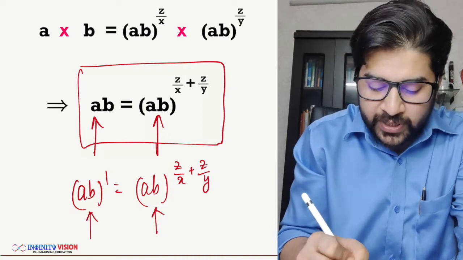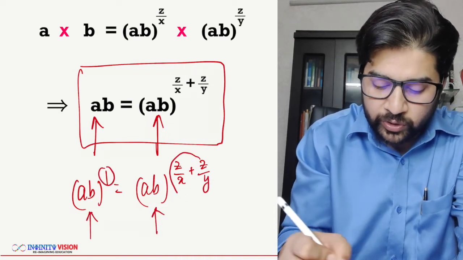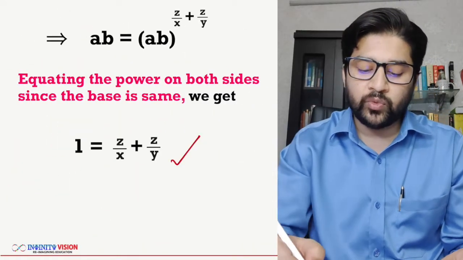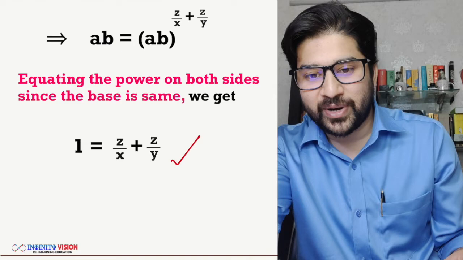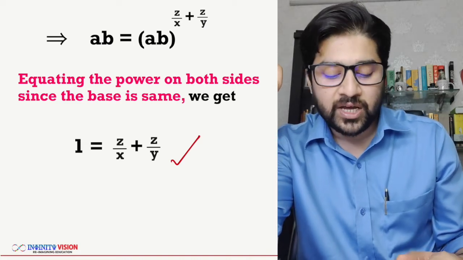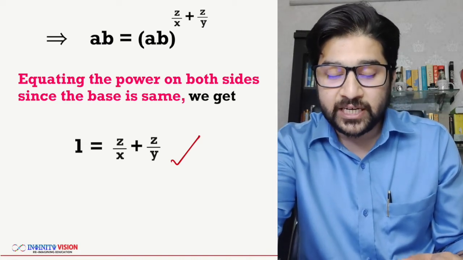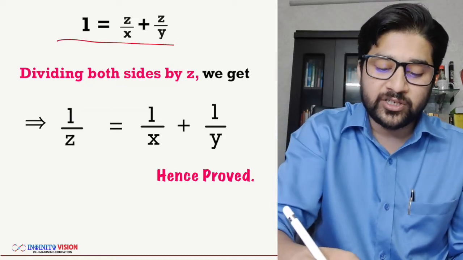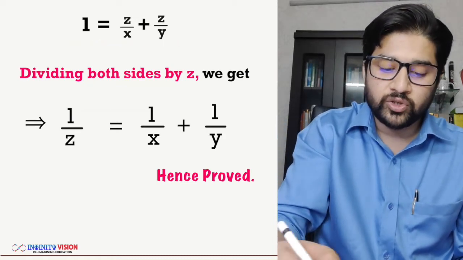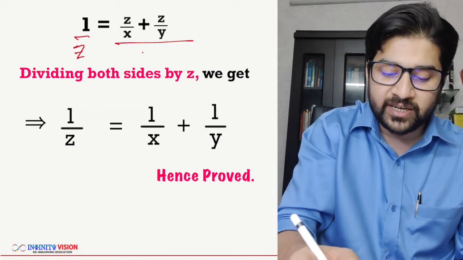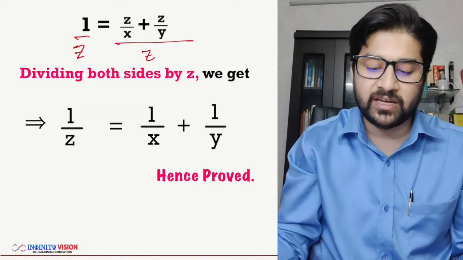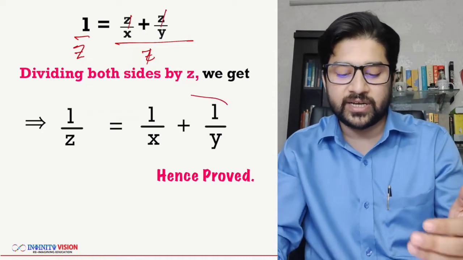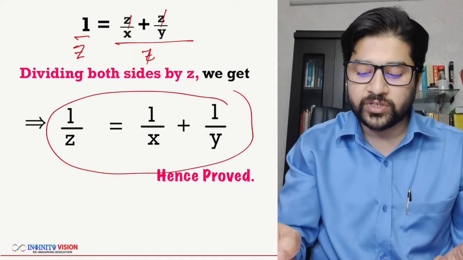When you see the base is the same and they are equal, it means the power is also the same. So what you can say is 1 equals z by x plus z by y. It is a very easy one. Now you have to prove that 1 by z equals 1 by x plus 1 by y. So you are going to divide by z. If I divide the left hand side by z and the right hand side also by z, then this z cancels with this z, this z cancels with this z, and you will get 1 by z equals 1 by x plus 1 by y.